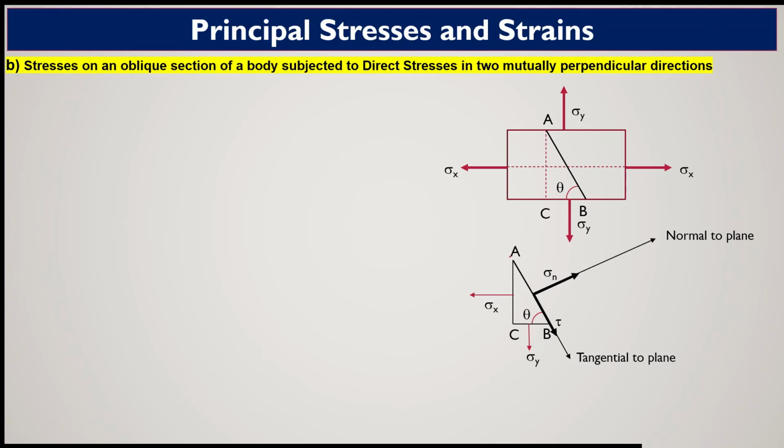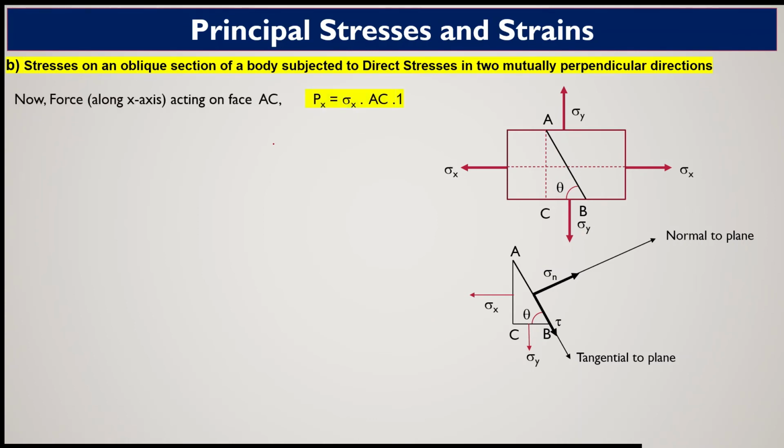Now sigma x is acting normal to AC, sigma y is acting normal to CB, and AB is the plane under observation. So it will again have two directions: one normal to the plane, the other tangential to the plane. The stress normal to the plane due to sigma x and sigma y is sigma n, and the stress acting parallel to the surface of the plane under consideration, AB, tangential to the plane, is tau.